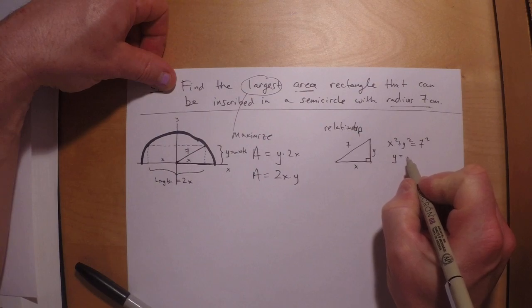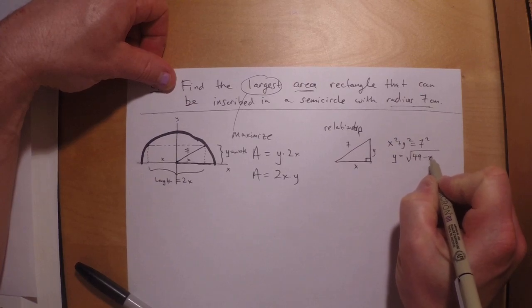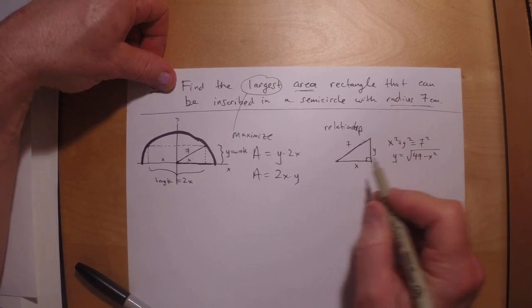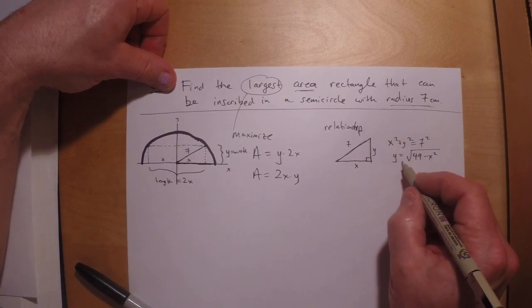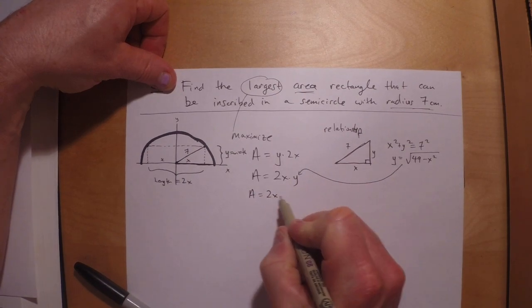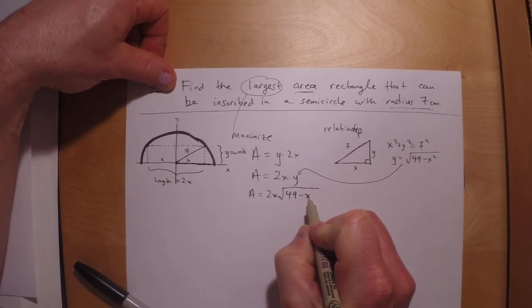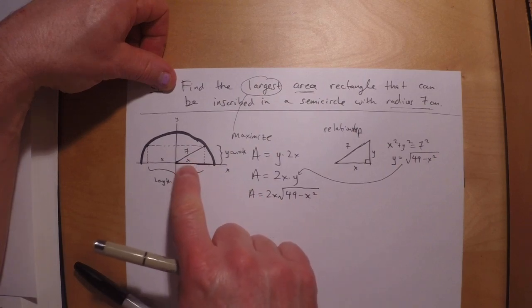y is going to equal the square root of 49 minus x squared. Technically it's plus or minus, but I'm dealing with the positive length of y in this case. So this will then replace here, and now I've got my area function for the area of the inscribed rectangle inside that semicircle.